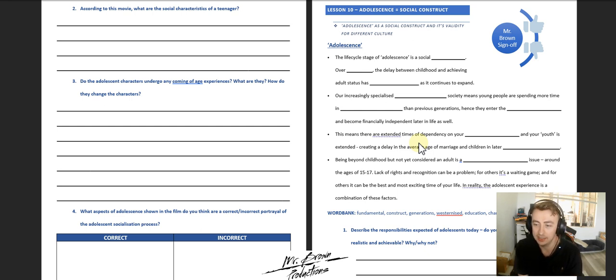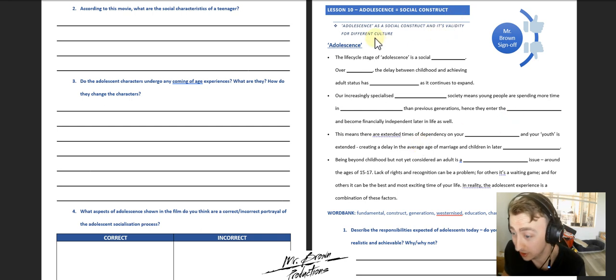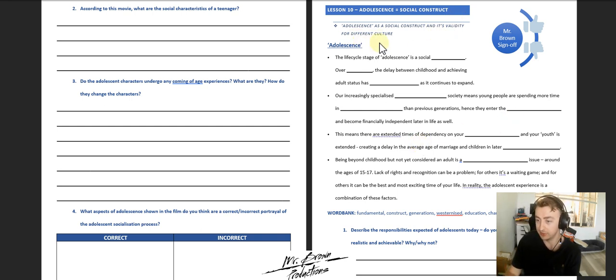So today, we are looking at lesson 10. Adolescence as a social construct, and its validities for different cultures. So this is a dot point, again, up the top of your course booklet. Hey, look at our friend here. What a good boy. So we're going to look at adolescence today.